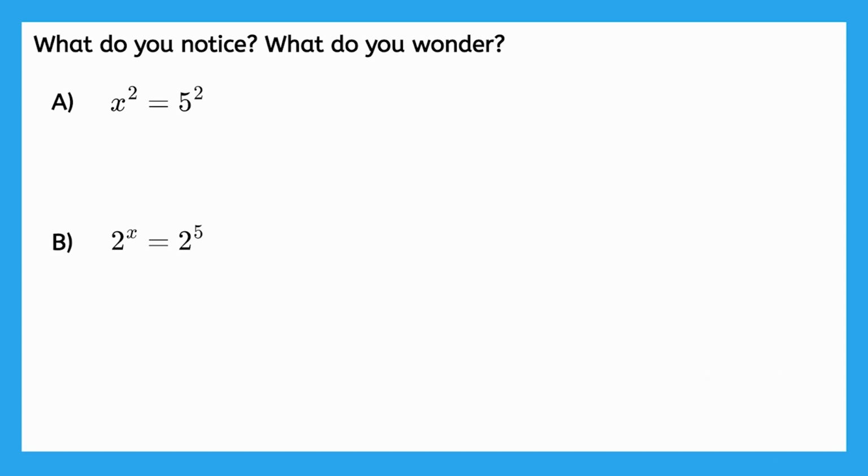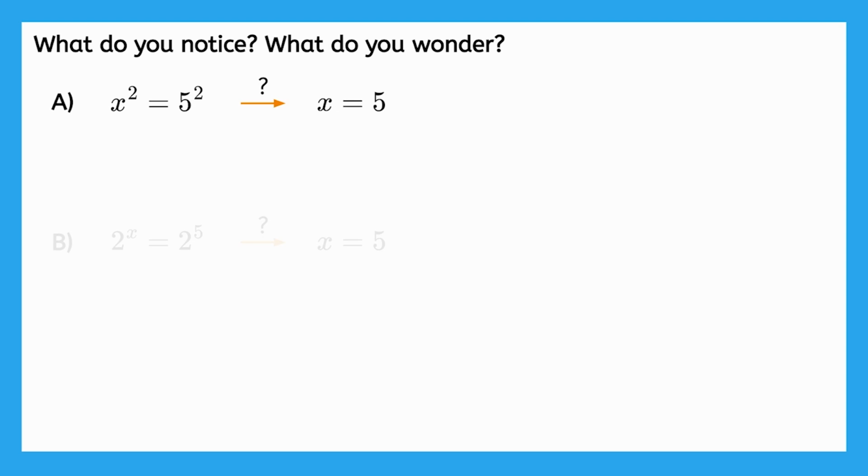I notice both these equations involve only the numbers 2 and 5, but A is a quadratic equation while B is an exponential equation. I also notice that in both equations, the left and the right side have the exact same structure, and that the x has the same role on the left side as the 5 does on the right side. At first glance, it may seem obvious that the value of x is 5, but I wonder if it's actually that simple. Let's examine equation A.